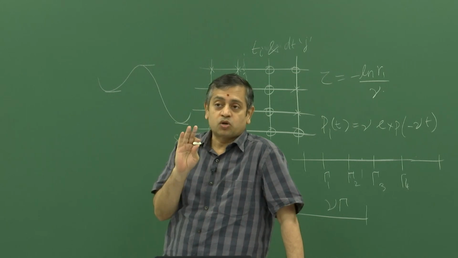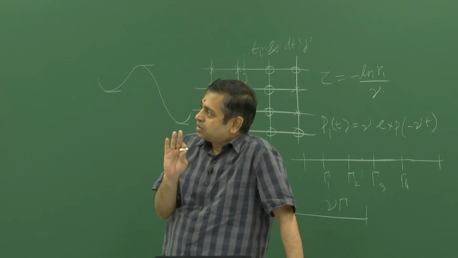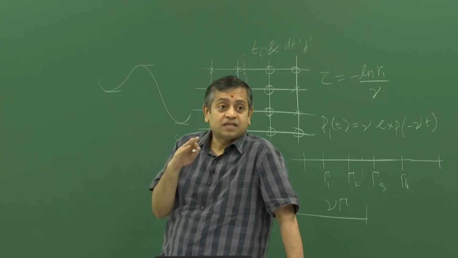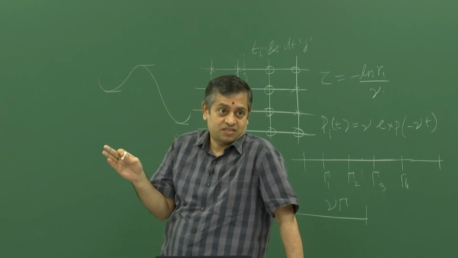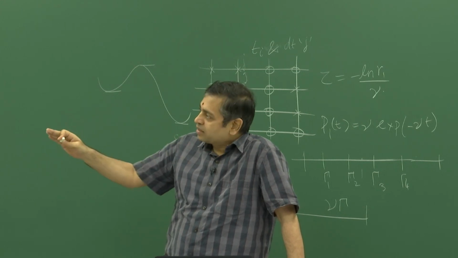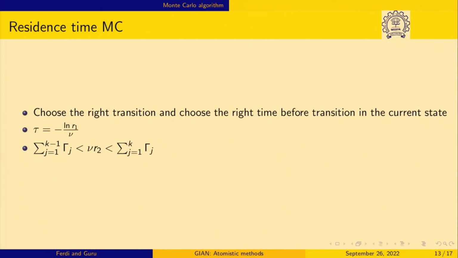So, it is basically the same thing with all these random numbers that we are doing. This is known as residence time Monte Carlo. You have to choose the right transition, and you have to wait the right amount of time before making the transition. So, there are two random numbers that you need to generate. One, which is on the second line, helps you choose the right transition. The one above, that is the first random number that you choose, tells you how much time you have to wait in the current state before making that transition. So, that is how it makes a more realistic Monte Carlo algorithm.